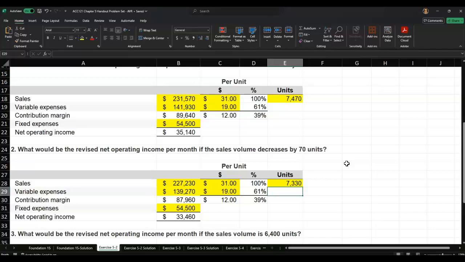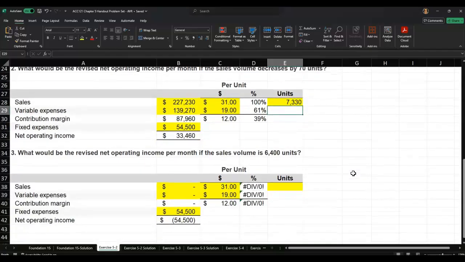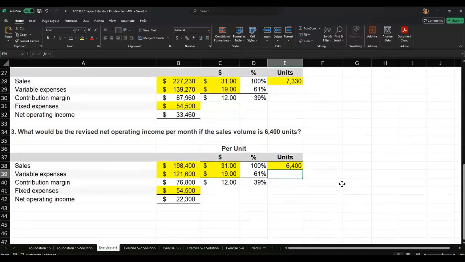The second one is going down by 70 units. Okay, nothing huge there. What would be the revised net operating income per month if the sales volume is 6,400 units? So now they just simply changed it to 6,400 units. Once you key in that number of units, again, I think at this point you can see that the math is not that difficult. How are we doing on that one? That one's actually pretty easy, right?